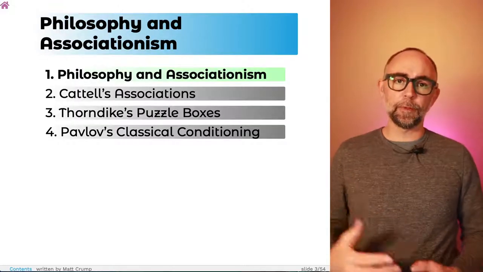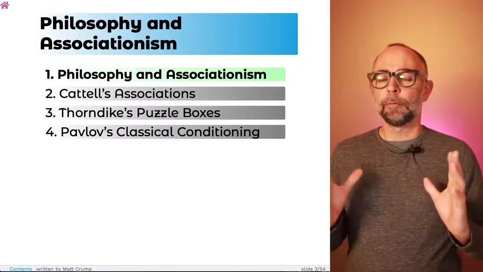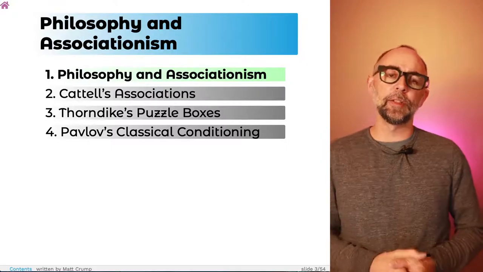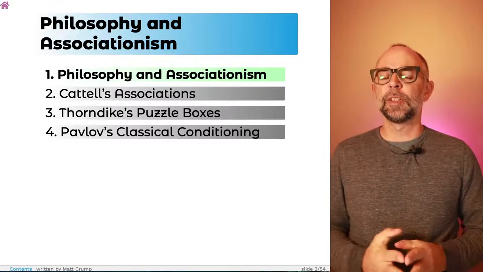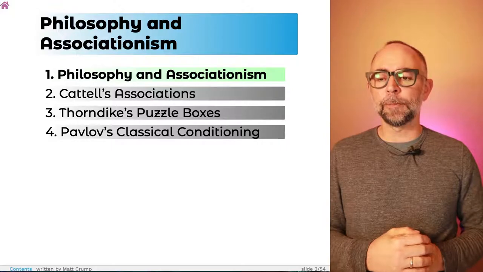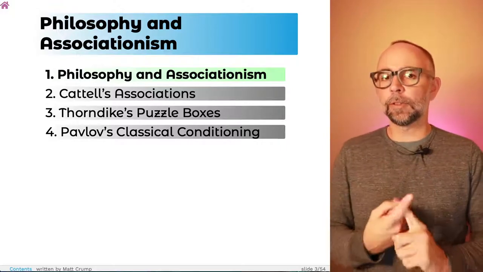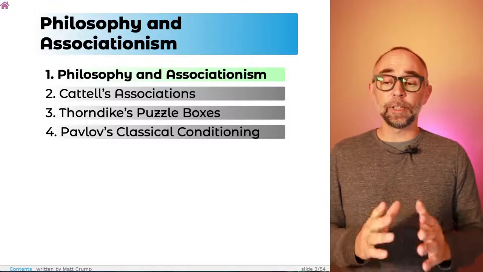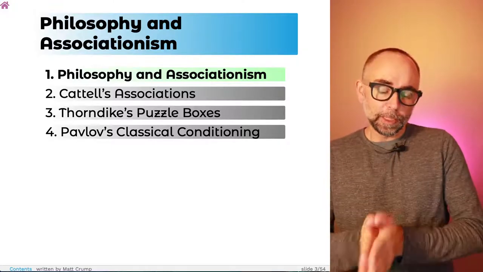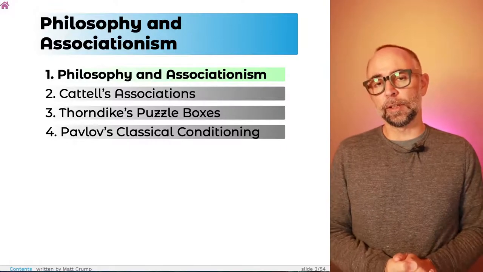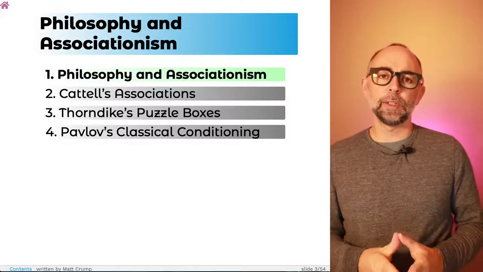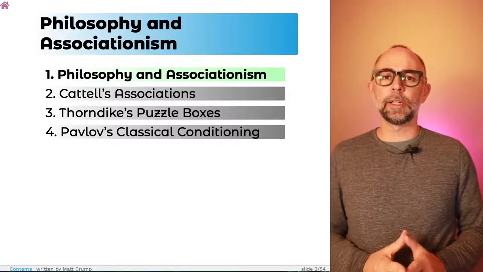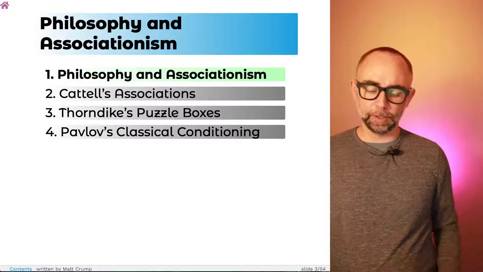Here's the set of four things I'm going to go over. I'm going to start off talking about some early philosophy and the school of associationism. This is a precursor to experimental psychology. Then we'll talk about some human research looking at associations in the late 1800s, early 1900s. We'll take a look at Edward Thorndike's research on puzzle boxes with cats and dogs. And in the second part of this, we will talk about Ivan Pavlov's classical conditioning research.